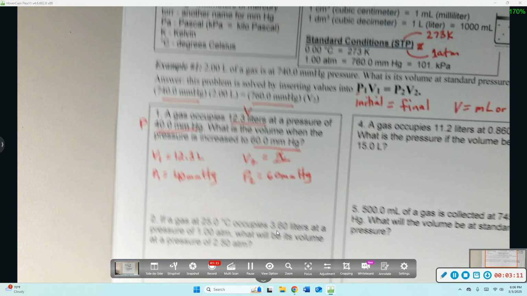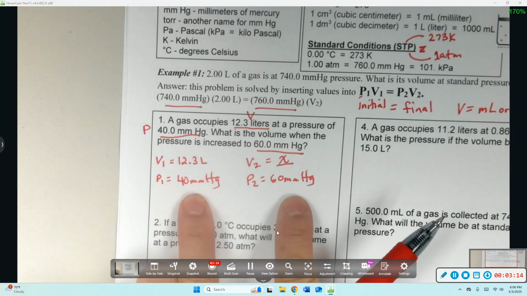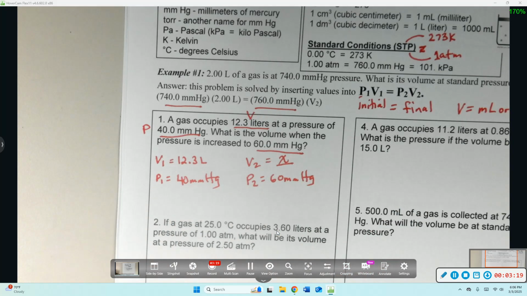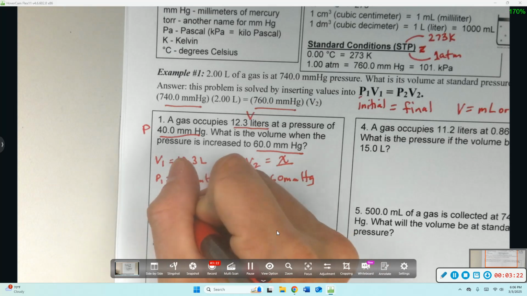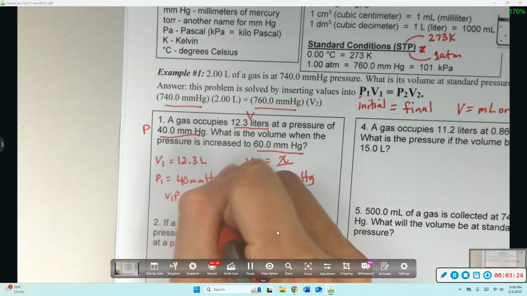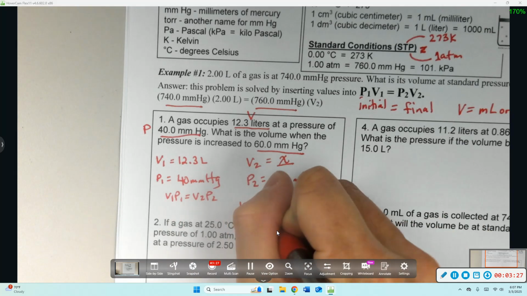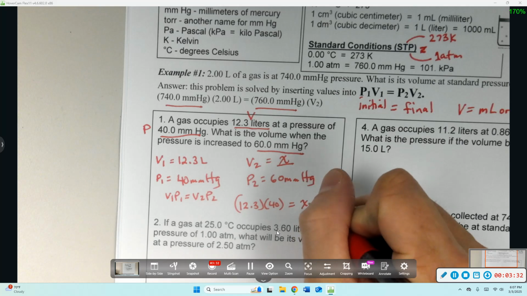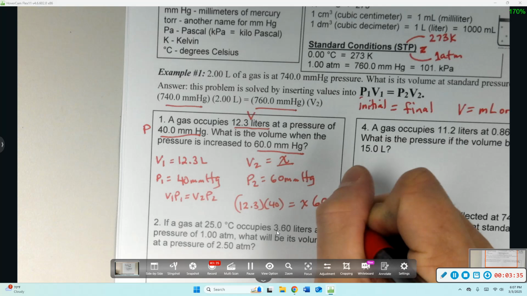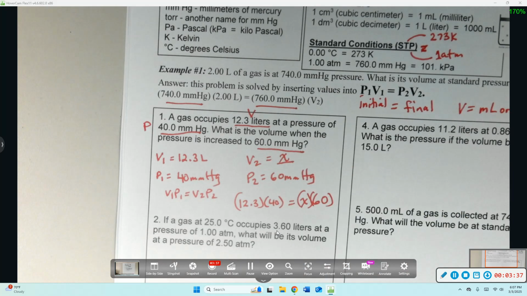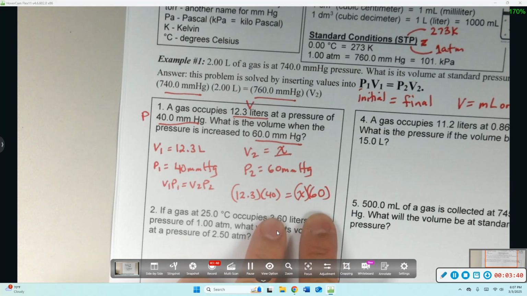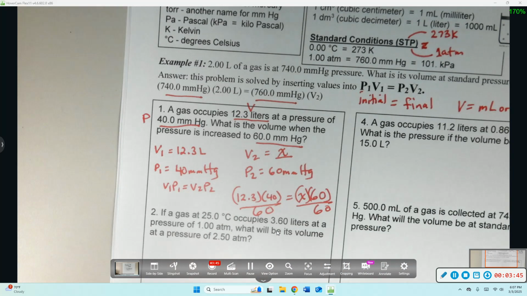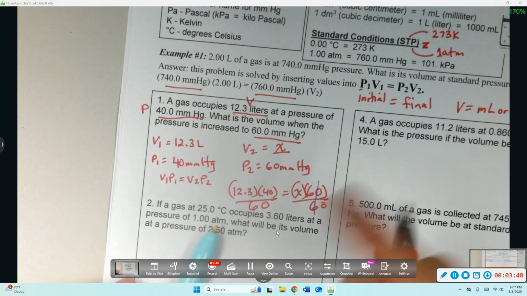So to solve for that X, you plug it into the equation. Now check. Do we have the same pressure units for pressure? We do, so we can use that equation now. Always check. So V1, P1. Remember, V1, P1 equals V2, P2. V1 is 12.3 times 40 equals X. I'll put 60 first. X times 60, same thing. All right. So how do I isolate the X to get it by itself? I divide each side by 60, and that'll cancel out this 60, and that gives my X.